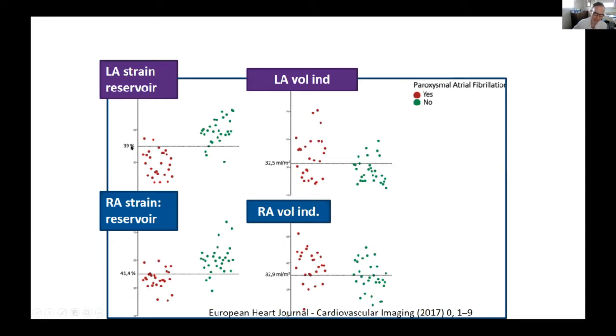And this is quite clear, that there is a gap between the ones who will develop the arrhythmia and the others when you consider the LA strain, and the cutoff value was quite normal, about 40%.